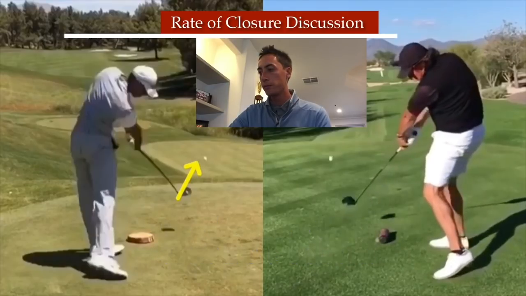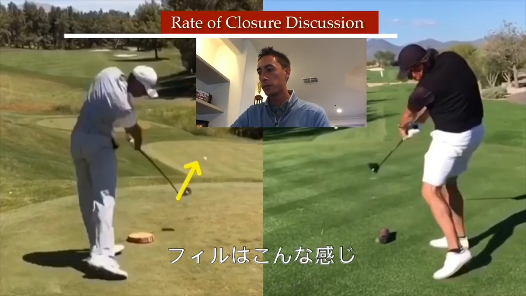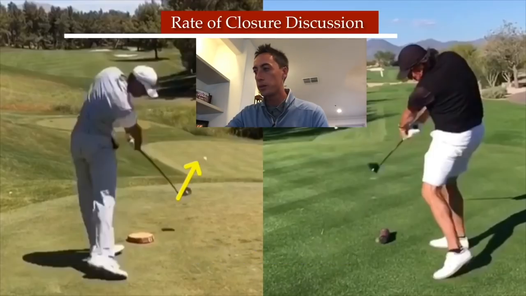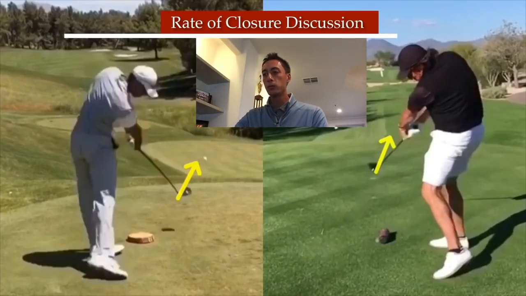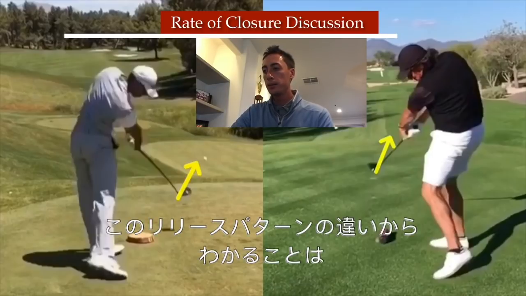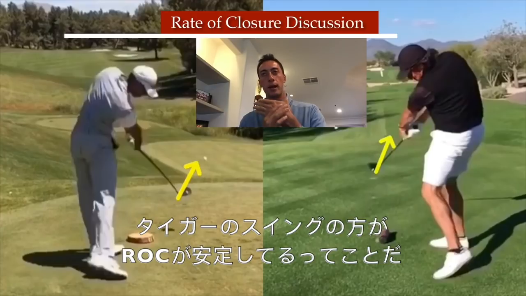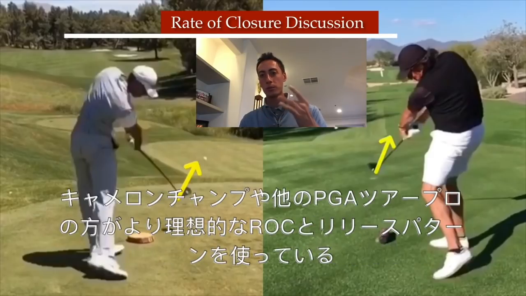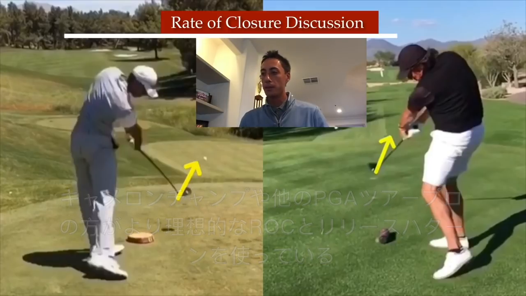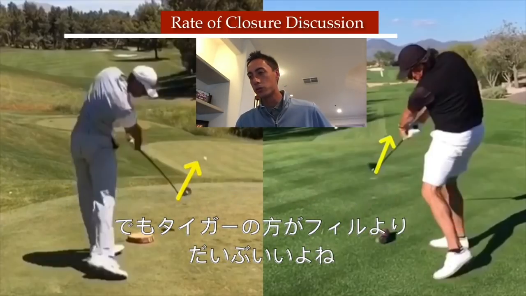So let's go get Phil's again. So Phil's is somewhere like this, right? So Phil's is obviously churned down a lot more than Tiger's has at this point. Cool. So keeping this in mind, Tiger Woods' release pattern would be more of a, I would say, a steadier rate of closure. Now, it's not the most optimal rate of closure for my preference that I've seen. I think Cameron Champ and some other players on tour have a little bit more of an optimal rate of closure release pattern, but I still think it's a lot better than Phil's, right?